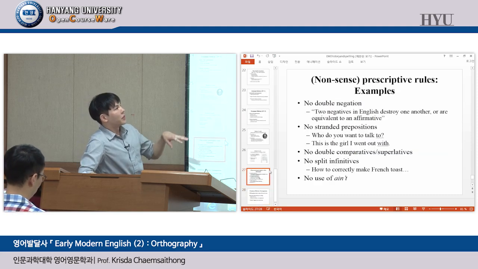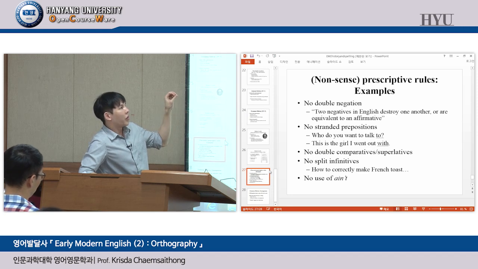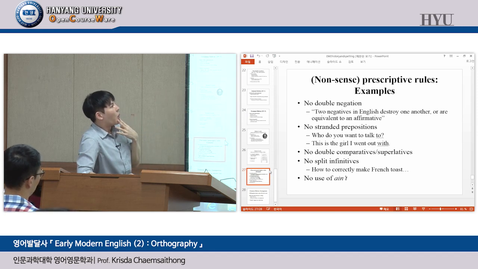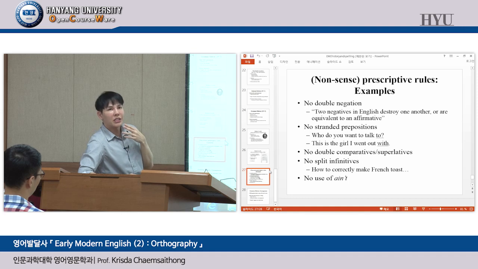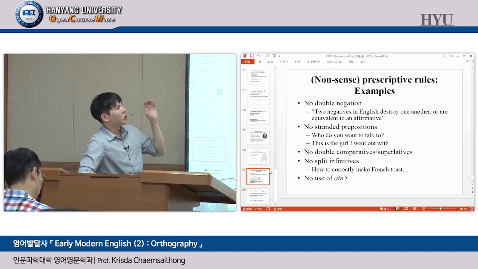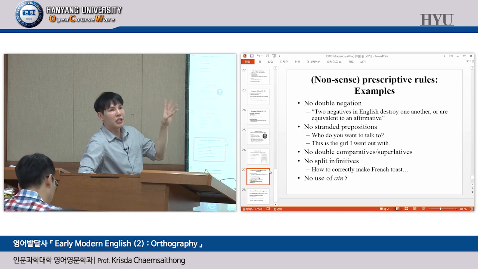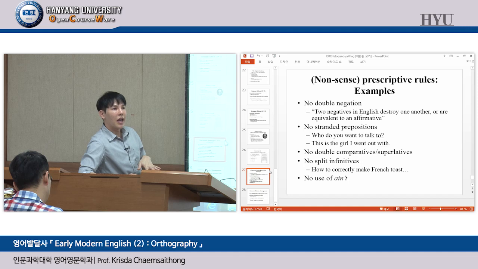Now, prescriptive rules, examples that Loth gave to you. 1, no double negation. This is what we have nowadays, right? In English, you cannot use 2 negative words together, or 2 or 3 negative words together, because if you do that, 2 negatives in English destroy each other and are equivalent to an affirmative, right? So this is the rule that we have nowadays. However, it was from this guy.